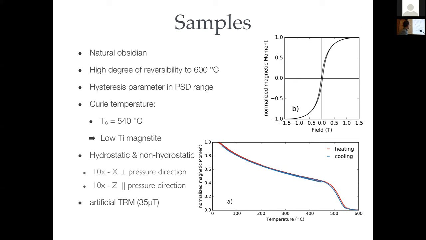All of the samples get an artificial TRM in a 35 microtesla field that we then try to recover during the experiments.